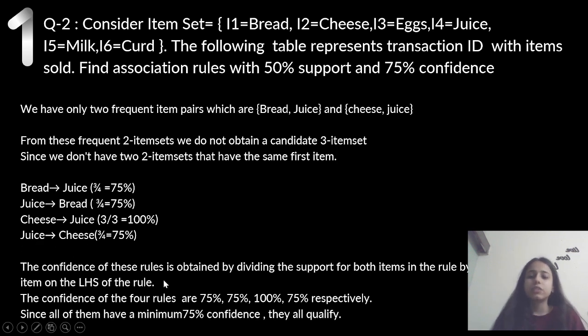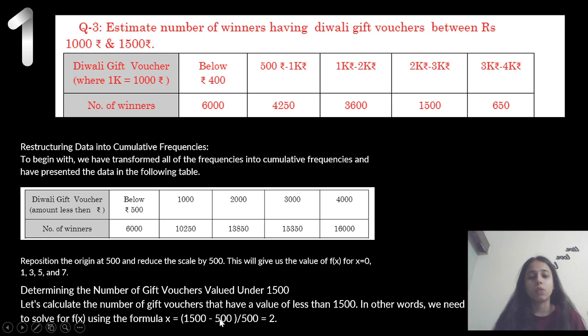The confidence of these rules is obtained by dividing the support for both items in the rule by the support for the items on the LHS of the rule. The confidence for the four rules is 75%, 75%, 100%, 75% respectively. Since all of them have a minimum 75% confidence, they all qualify.